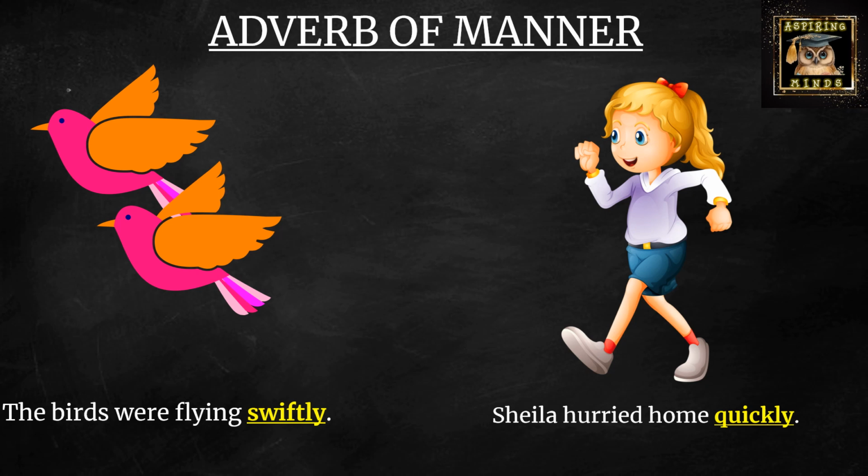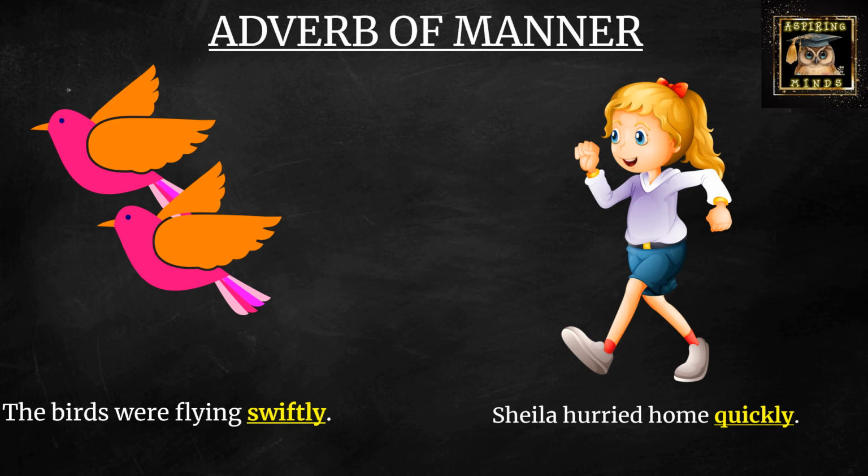The birds were flying swiftly. These birds are indeed beautiful. Let me know in the comment section down below, what is the national bird of India? I hope you all know, so let me know that, okay? That's like a short quiz question for you. So here the word swiftly is describing how the birds were flying, so that becomes your adverb of manner.